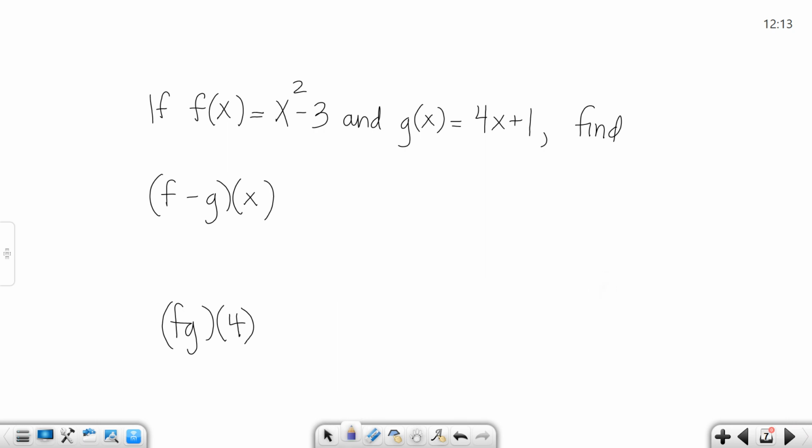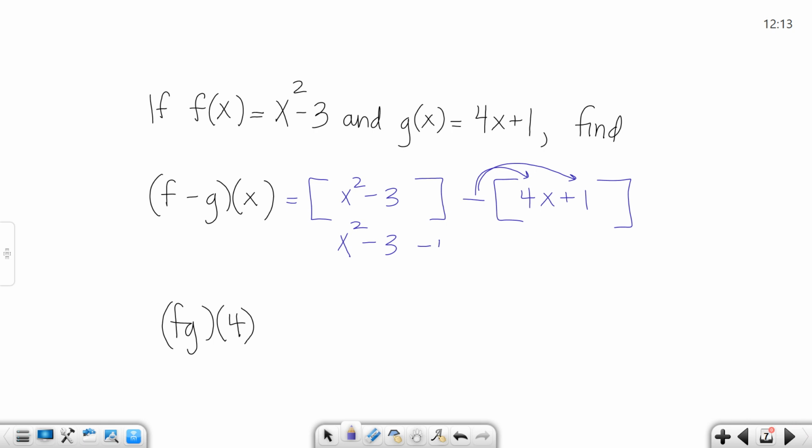Okay, so for this particular problem, I'm asking you f minus g. The f function is x squared minus 3, and the g function is 4x plus 1. So let's clean it up. x squared minus 3, I'm going to distribute here, and I get minus 4x minus 1. Cleaning this up, it would give me x squared minus 4x minus 4, and that would be your answer. Remember, put it in parentheses and then distribute.